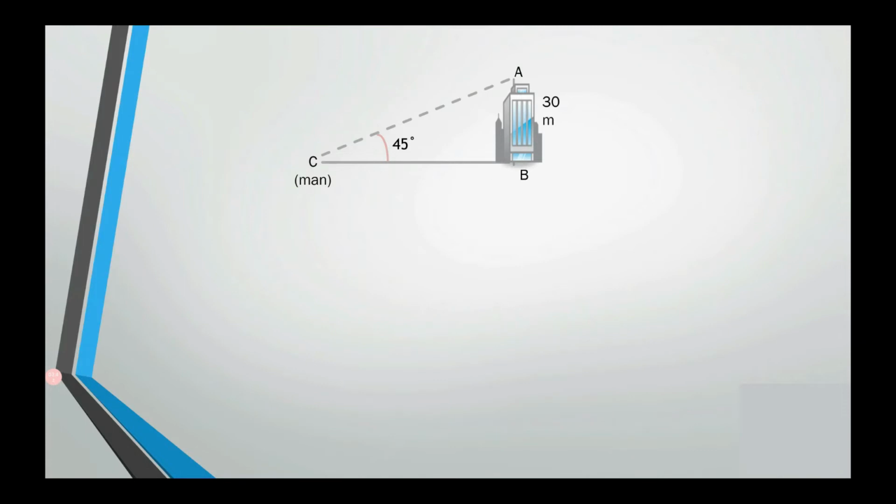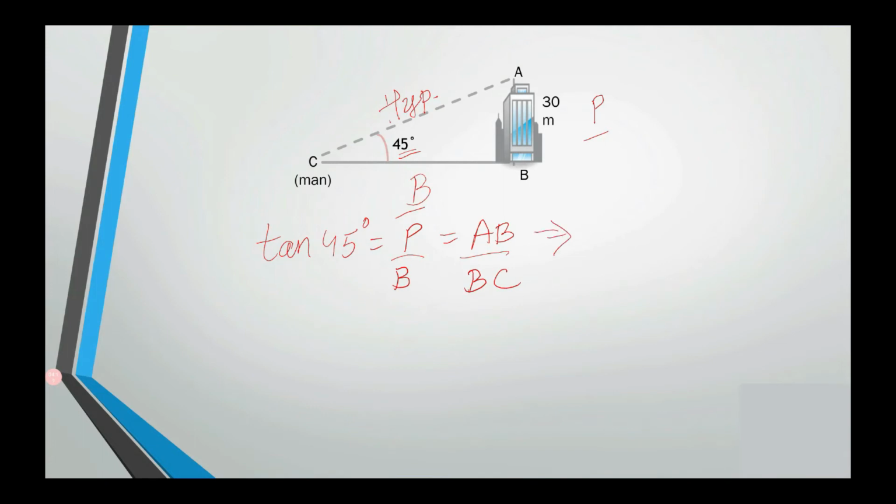For this angle, which is 45 degrees, this becomes the perpendicular, this becomes the base, and AC becomes the hypotenuse. To find the base, we have the perpendicular already, so we can use tan 45 degrees, which is nothing but perpendicular upon base, or AB upon BC. Now we know that tan 45 degrees is 1. AB we know is 30 meters. Upon cross multiplication, we get BC is also equal to 30 meters.